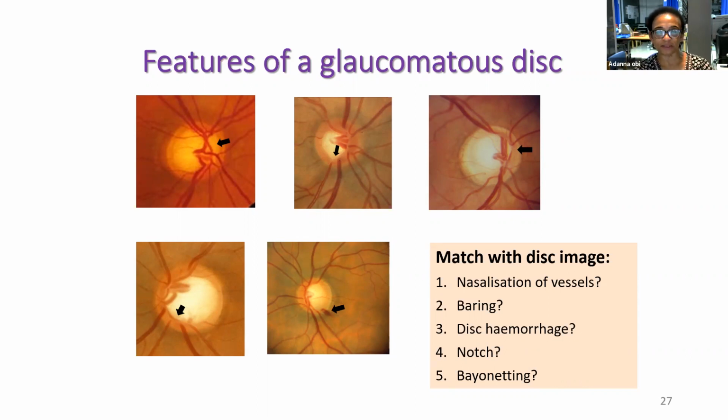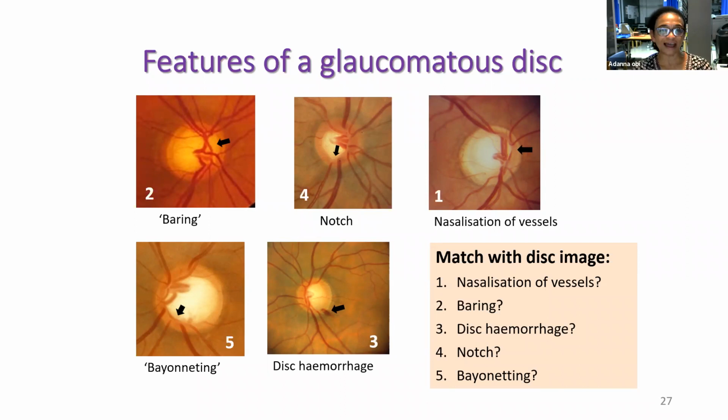Okay, so let me put the answers in. The arrows show you where I want you to be looking. Here you can see baring: the vessels have moved away from the rim, that's not usual. Here you've got a notch, so focal loss with a nerve fiber layer defect. Here you have nasalization of the vessels. They've all moved because the vessels like supports, so they move to where the support is. Here you've got bayoneting. The blood vessels have gone underneath the surface, so you can't really see them. That's the bayoneting, and here you've got a disc hemorrhage. Look for all those features, because that increases the likelihood that that person has glaucoma.